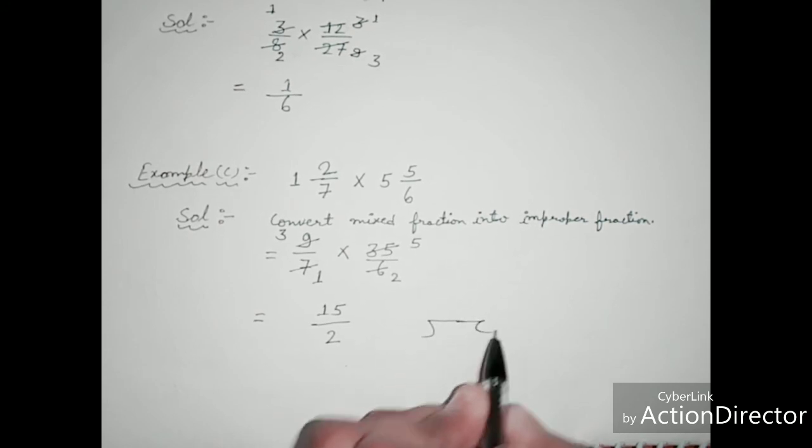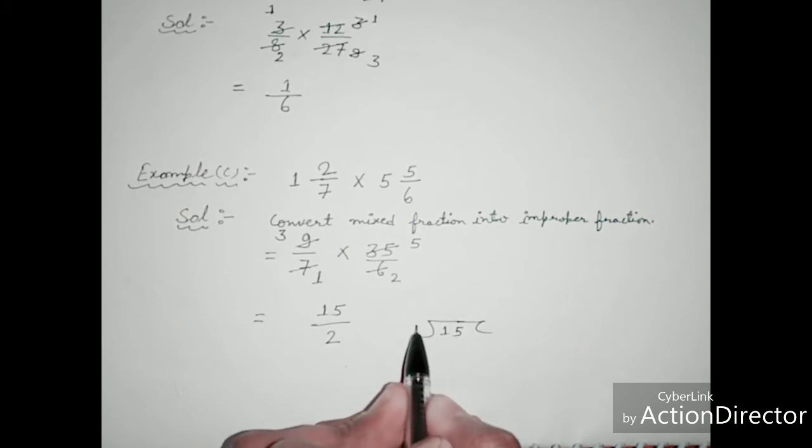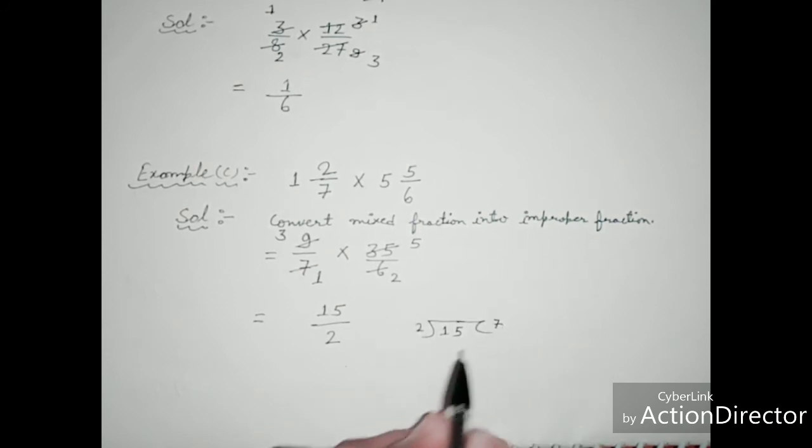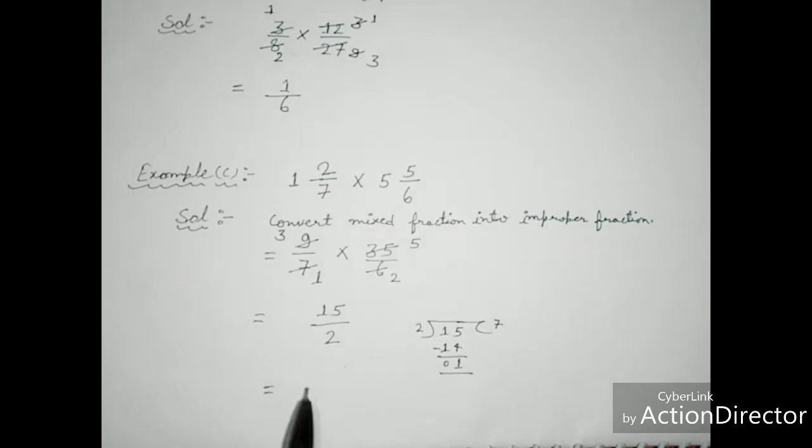So we divide 15 by 2. 2 7s are 14 and 5 minus 4 is 1, and 1 minus 1 is 0. So we write it as 7 whole 1 upon 2. 2 7s are 14 plus 1, 15. 15 upon 2.